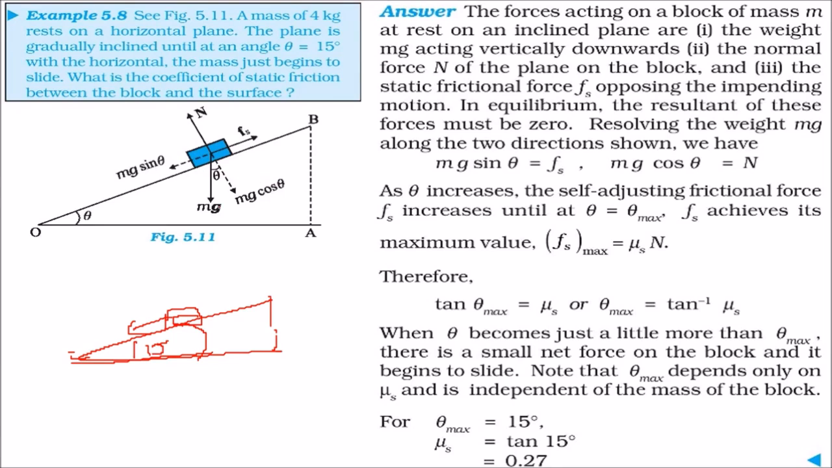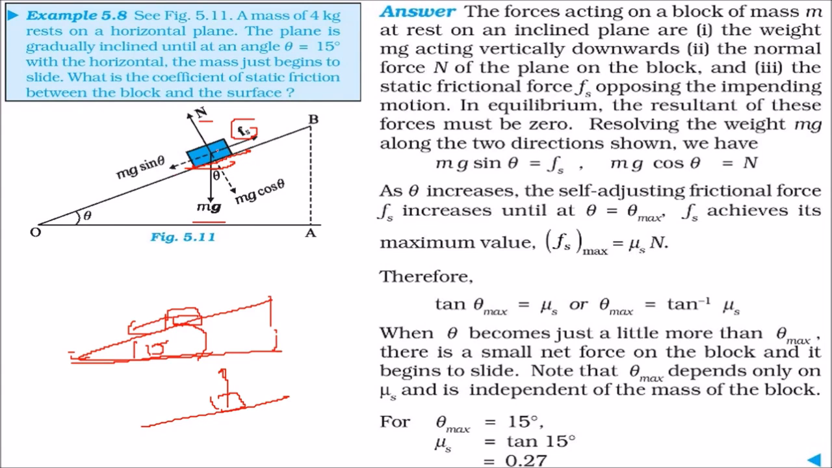So we have certain components we have to make here. The forces acting on a block of mass m at rest on an inclined plane are what? First of all, we have the weight mg. There is a normal force. Normal force always acts normal to the surface. So if this is a surface, this will be the normal force. Then we have this Fs, which is the impending force, the static friction force.